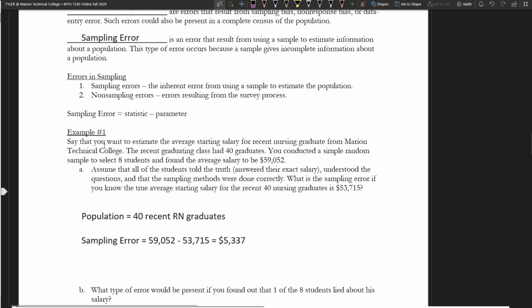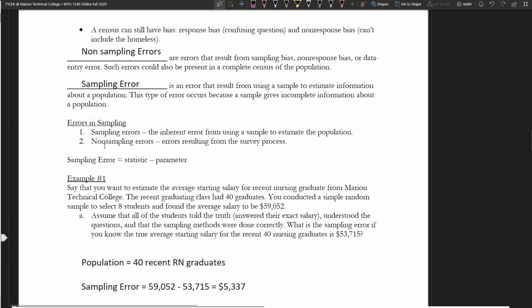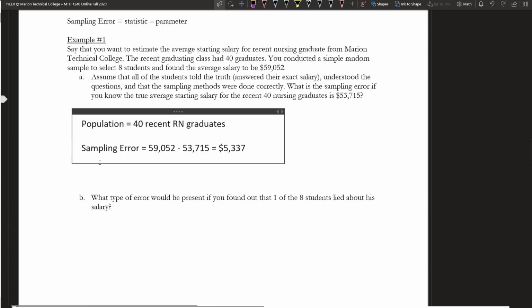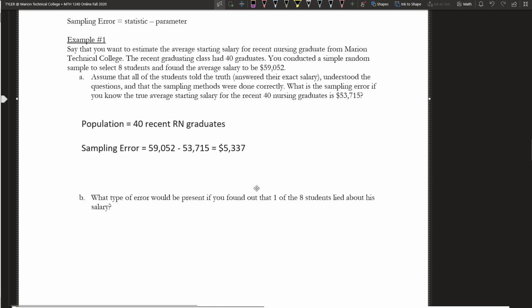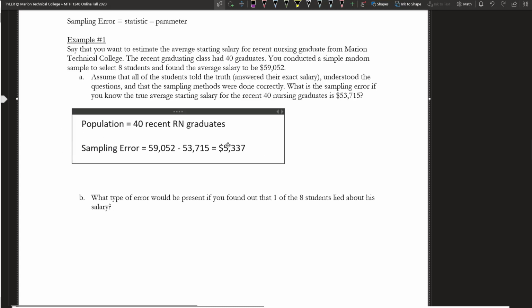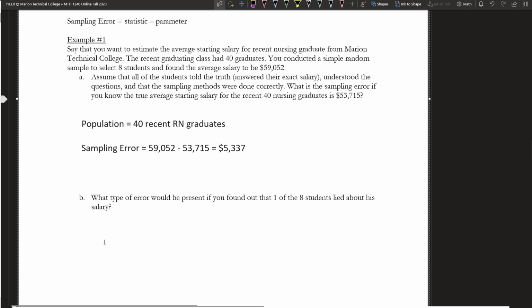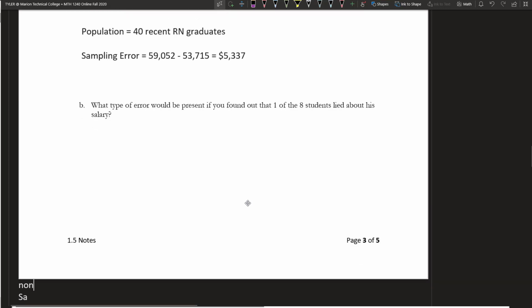And then just to help you understand the difference between sampling and non-sampling error, right? This error occurred just from having a sample. Everything was done correctly, but we still have some error. So what type of error would occur if one of the 8 students lied about his salary? That would be an example of non-sampling error.